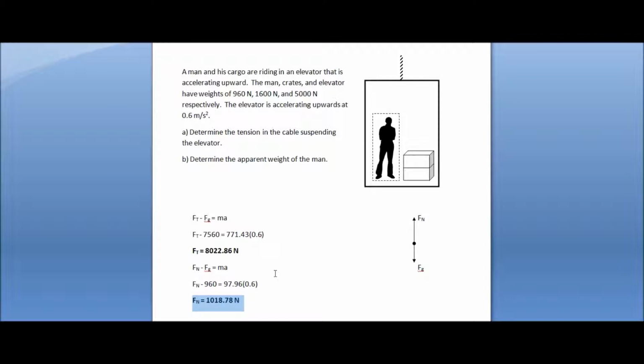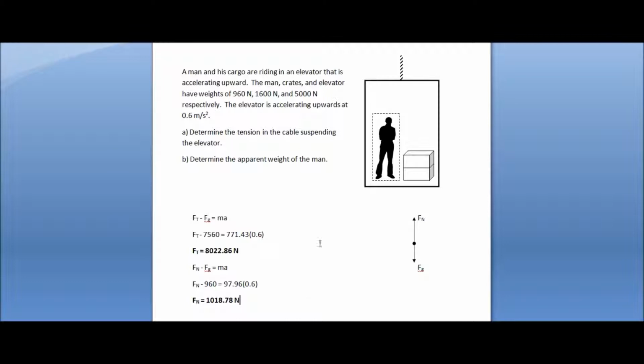Now before we started the problem, we said that we would expect an answer larger than 960 because he feels that compression in his knees. And sure enough, here it is. 1018 is larger than 960, so our answer makes sense. So that's a good answer.